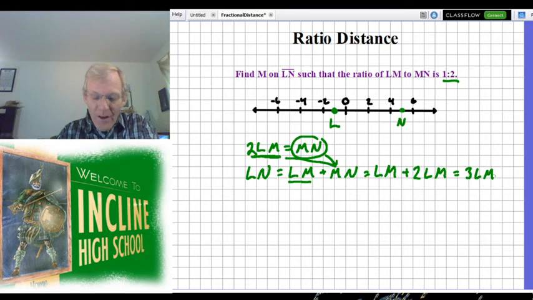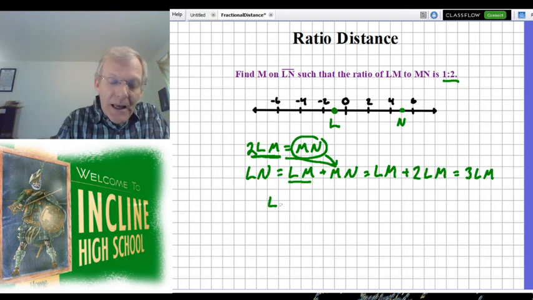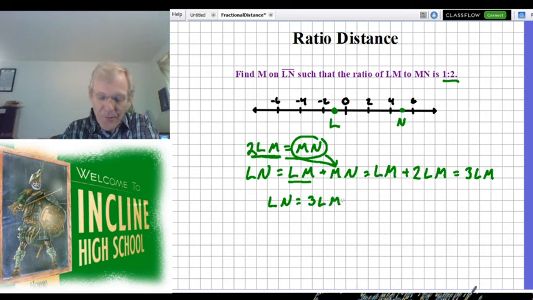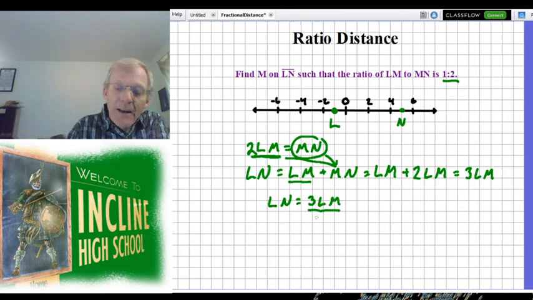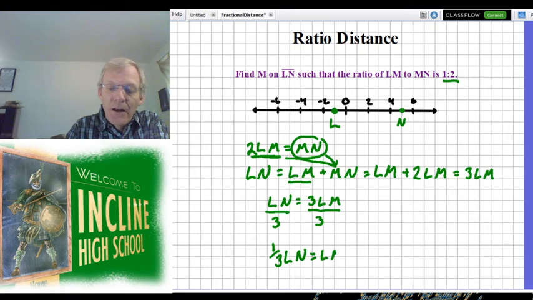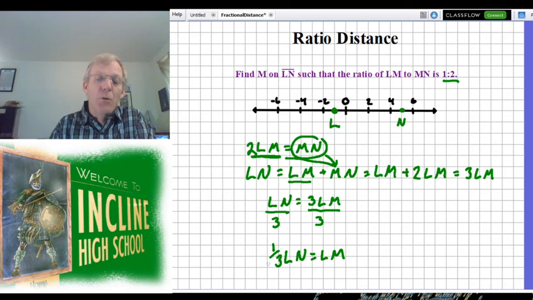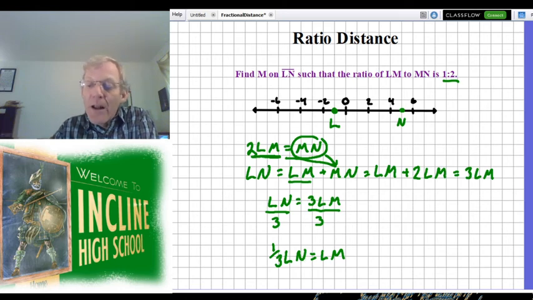So, now what we've got, using the betweenness of points, we got that. So now we can go ahead and solve this. We can say LN equals 3LM. So then divide out the 3. We get 1/3 LN equals LM. So LM, the distance from L to M, is equal to 1/3 of the distance from L to N. That's up here.